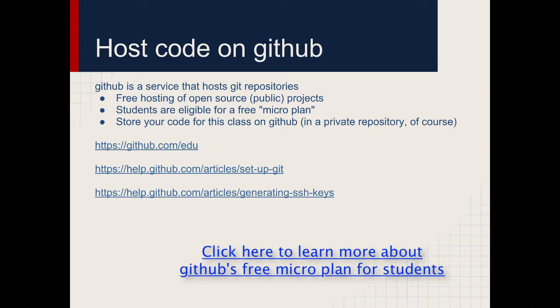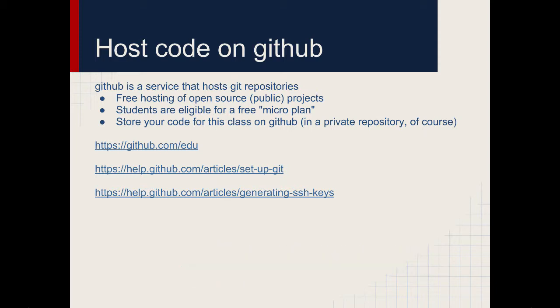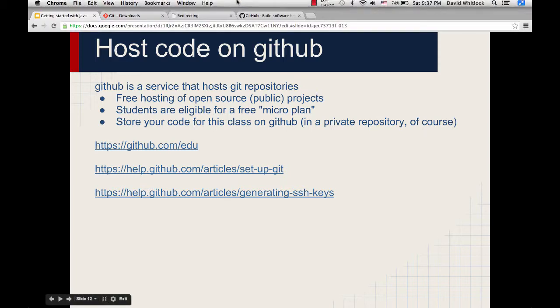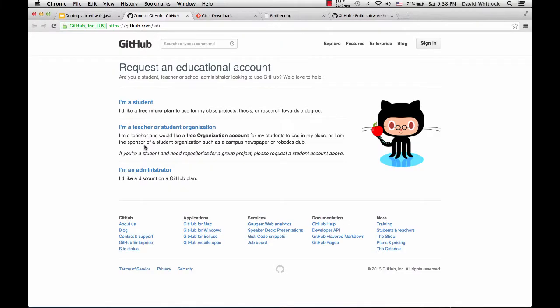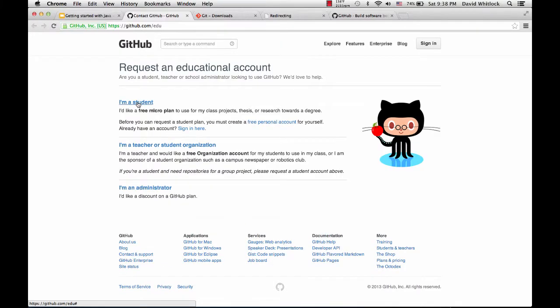And by the way, I believe Portland State, the CAT guys, also support Git. They probably have their own Git repositories. I just like using GitHub because it has a lot of other nice features, some of which I'll show you now. So if you want to learn more about Git and the benefits for students, you can go to this URL here. And so basically what you need to do to get your free micro plan is fill out a little form. Well, first create an account, and then fill out a form basically saying that you're a student, you're taking a Java course, and that you'd like to have a free micro plan.